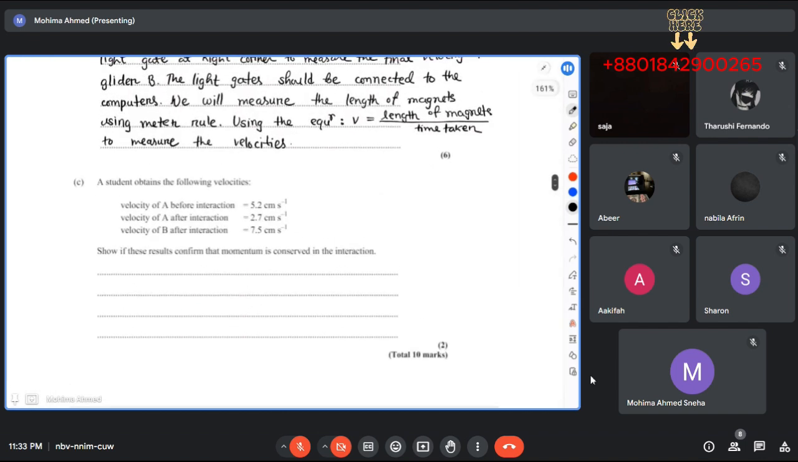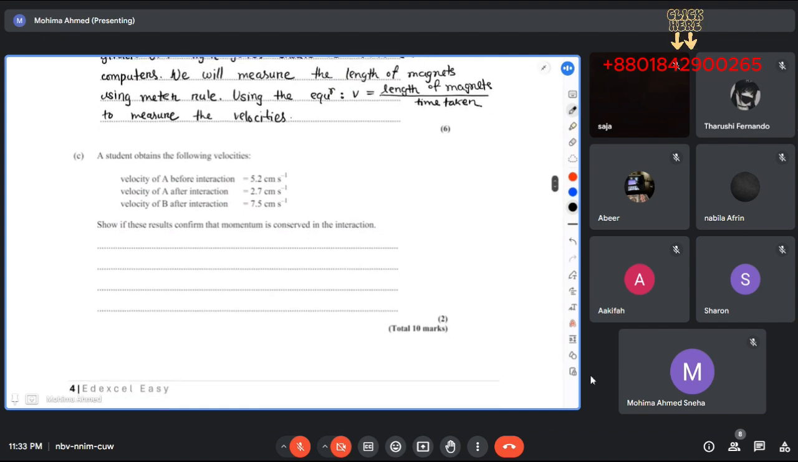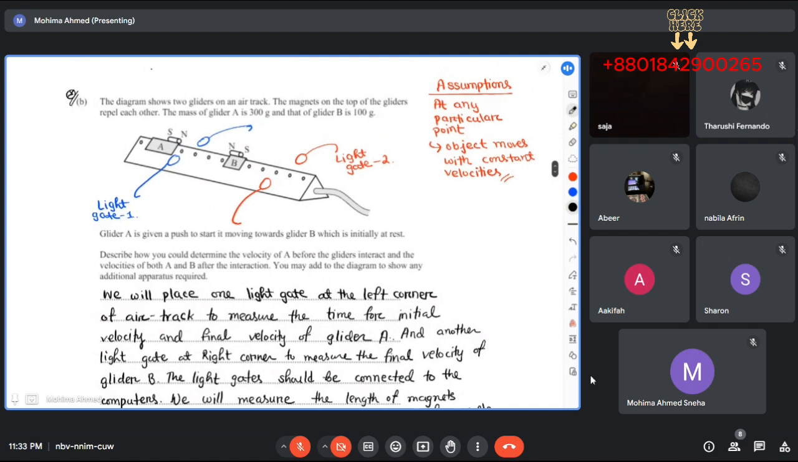Now over here, this is the before and after velocities. Now we want to find out whether it follows the law of conservation of momentum or not. They have given velocities in centimeters per second, and the masses were also given in grams, so there's no need to convert anything. Gram centimeters per second is an acceptable unit for momentum also.